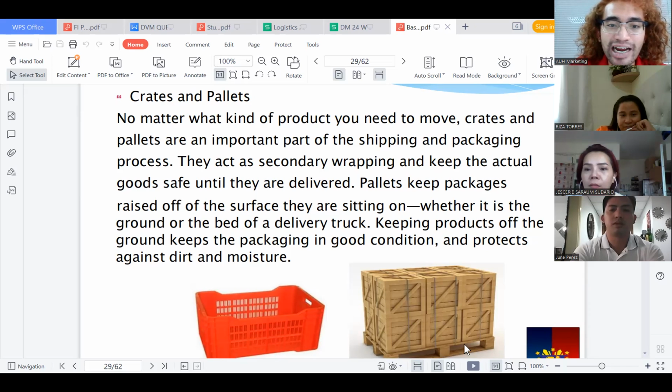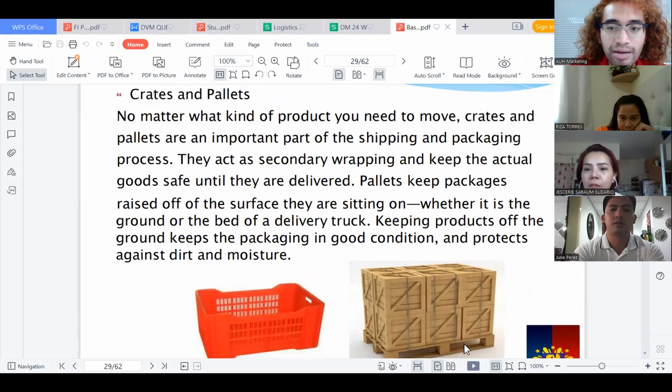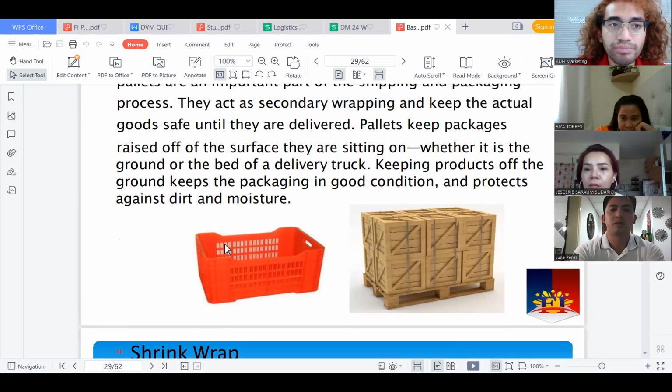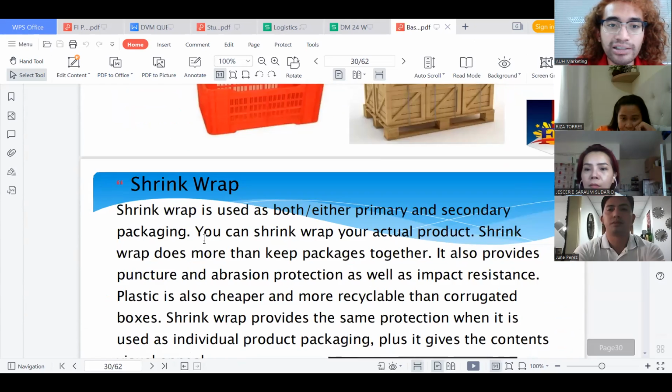Look at this, crates and pallets. This is how it looks like. Mainly, excuse lang po saglit. Sure. Sige. So this is mainly to protect our products.